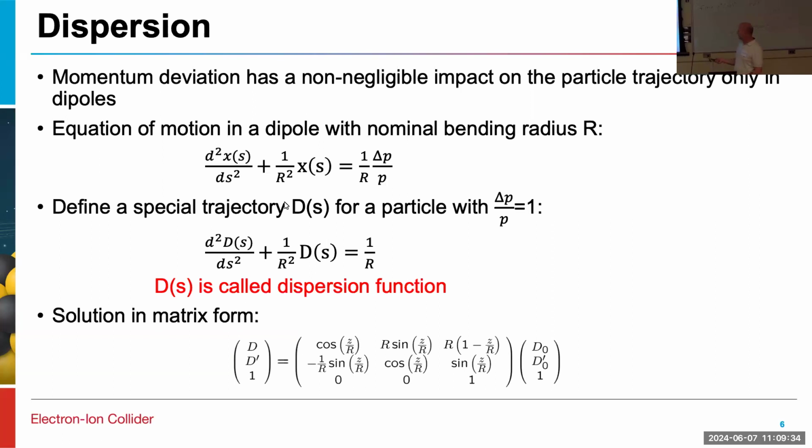So in matrix form, this can be written like this. You have the dispersion and its derivative at any location in the beam. And then you have this transport matrix here through a dipole. And this is the initial values for your dispersion and your dispersion prime.